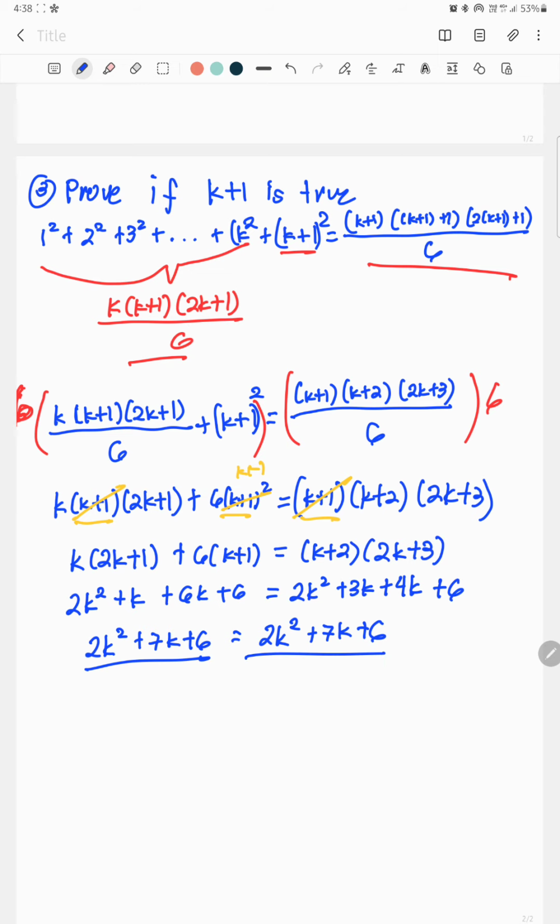And you can see that the two sides are equal, therefore we can conclude that k plus 1 is true. Or in the induction, that it is true on the next term.